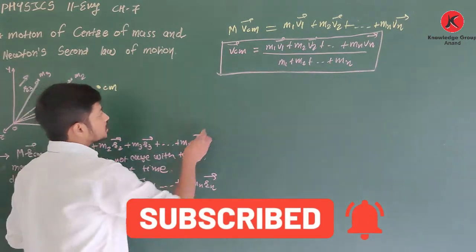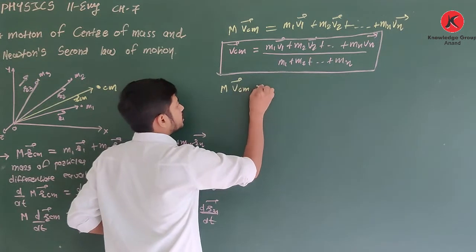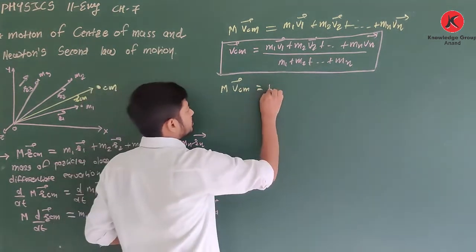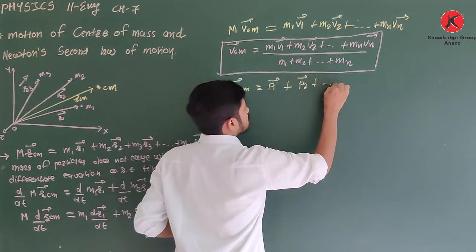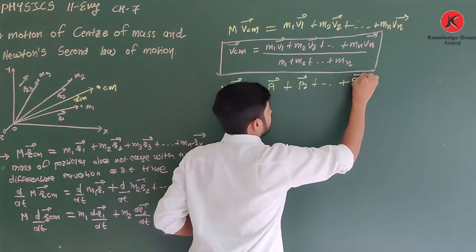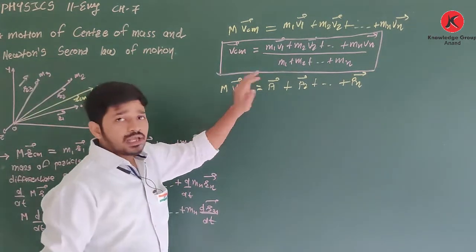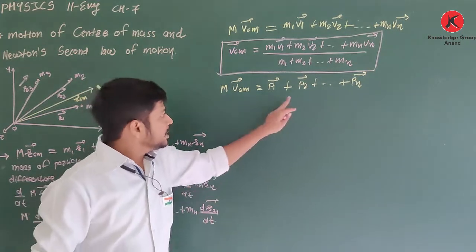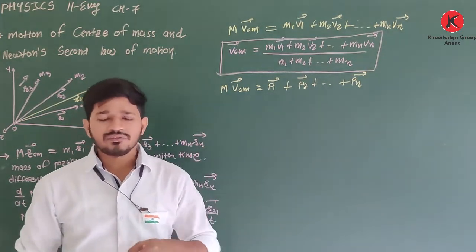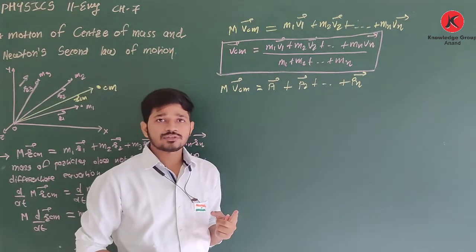So how to write this equation? I can write this equation as m v center of mass is equal to m1 v1, which is p1, m2 v2, which is p2, plus so on, pn. Clear about this? Where p1 is the linear momentum of the first particle, p2 is the linear momentum of the second particle, and so on.